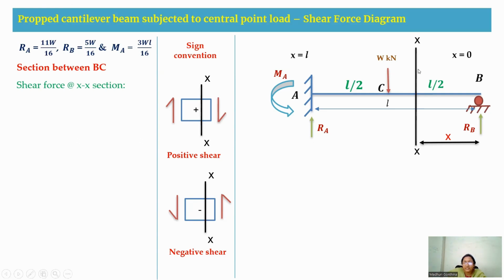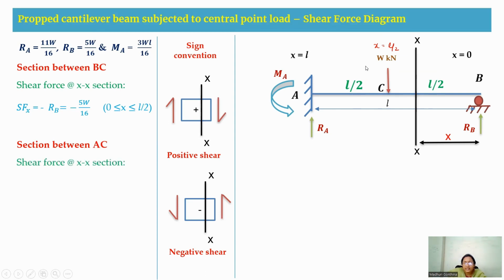Now when we write the shear force at this XX section, the RB reaction is in the anti-clockwise direction, therefore it is minus RB. So we can write the shear force at the X section as minus RB. RB is 5W by 16, therefore it is minus 5W by 16. This limit is from X equal to 0 to X equal to L by 2. This distance here is L by 2, up to this limit.